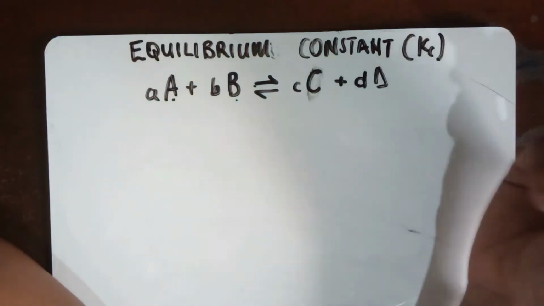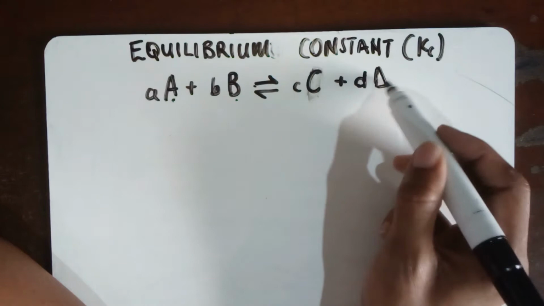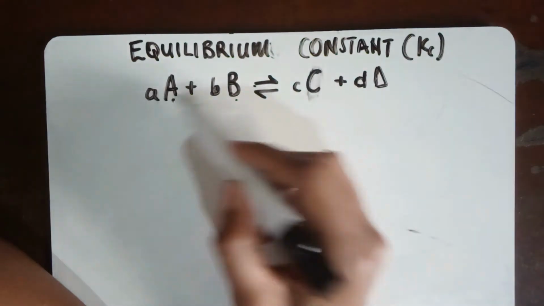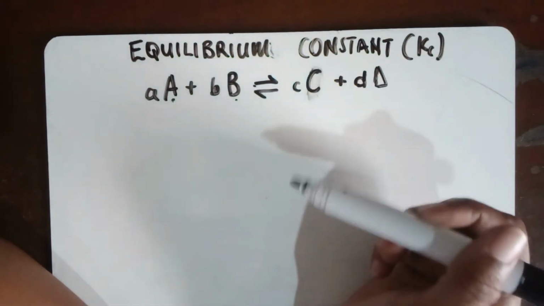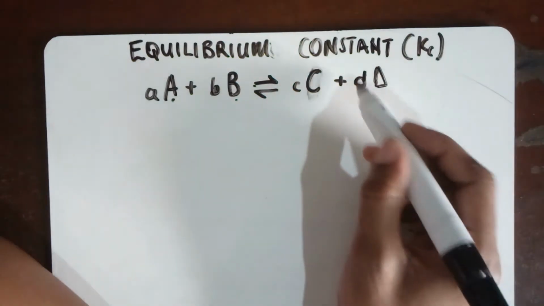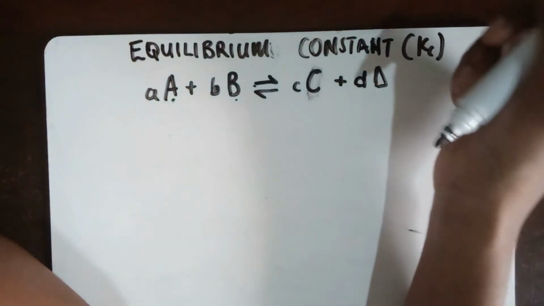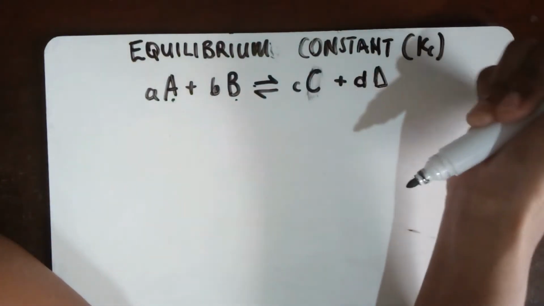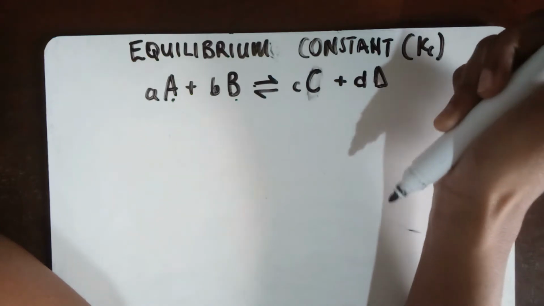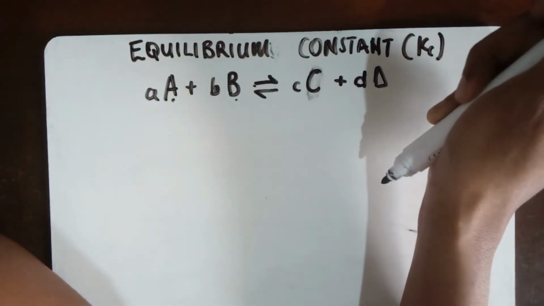So this is big letter C, right? Like I mentioned, A and B are reactants, C and D are your products, and a, b, c, and d are coefficients from a balanced equation. Remember, when you balance an equation, you normally put a 2 somewhere, a 3 somewhere, so that your equation is balanced. And we've spoken about equilibrium and what it is: when the rate of the forward reaction equals the rate of the reverse reaction.